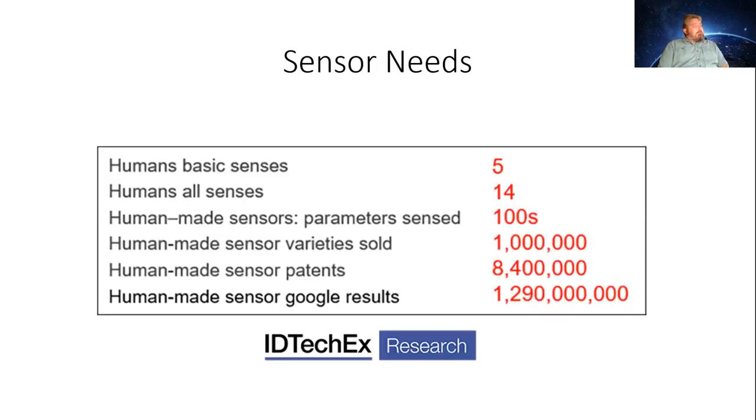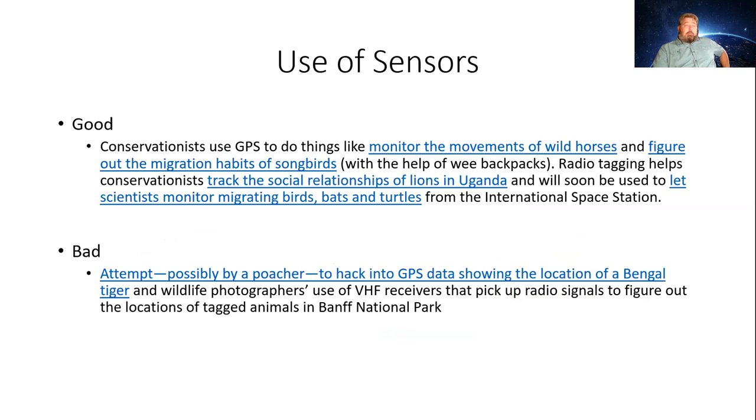The human has five basic sensors according to the world. I believe there's more. We have 14 sensors. What this is showing is the number of sensors, starting from our basic input to what we have generated through Google. These are numbers from 2018. So the human-made sensors are going to be a little bit larger. And at any point in time, please ask questions.